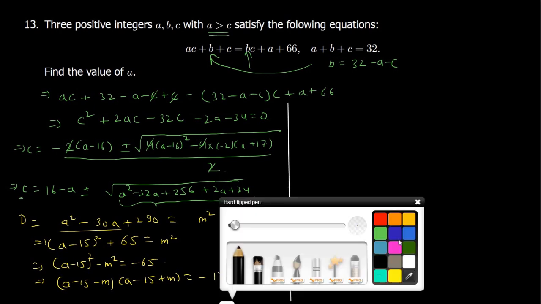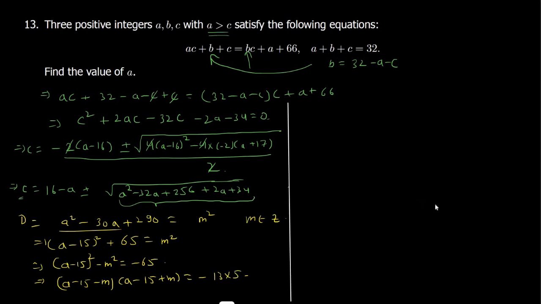So the right hand side can be factorized in multiple ways. Let me try those different ways. In the left hand side, both of them are integers, so both of them have to be either minus 65 and 1, or 65 and minus 1, or minus 13 and 5, or 13 and minus 5. Let me apply these combinations where I write A minus 15 plus M is equal to minus 13 as equation 1, and A minus 15 minus M is equal to 5.